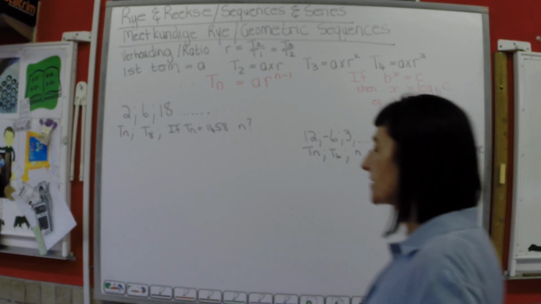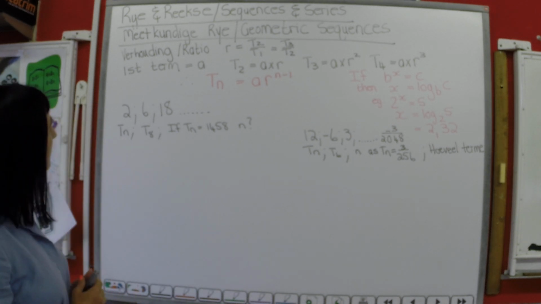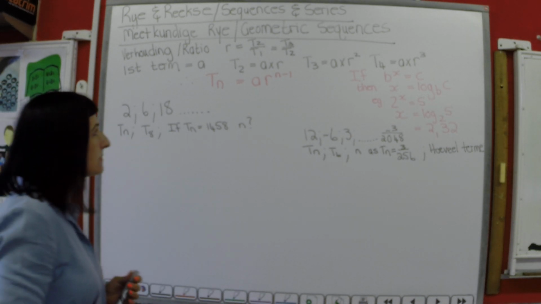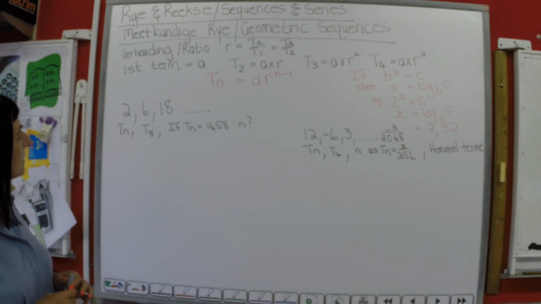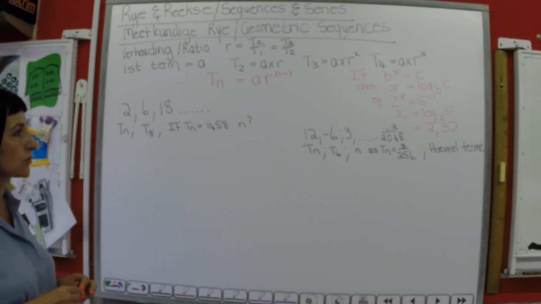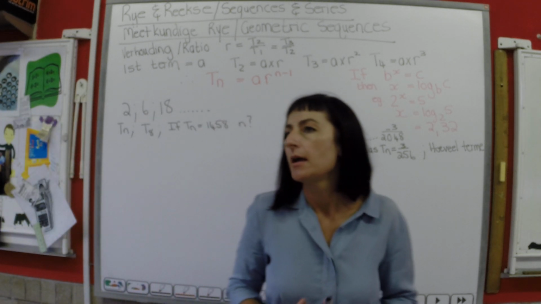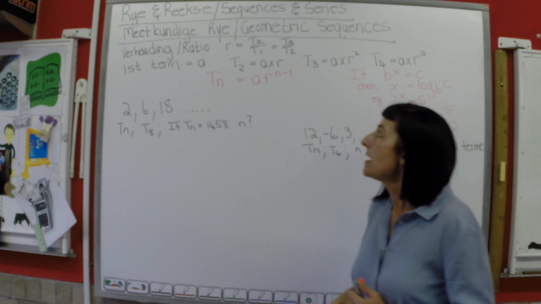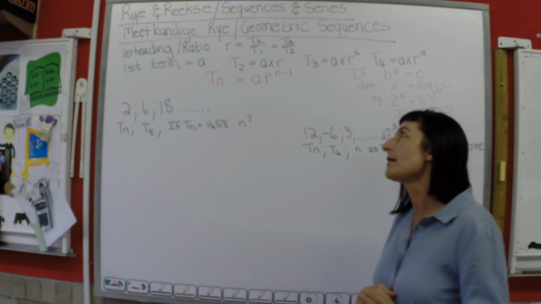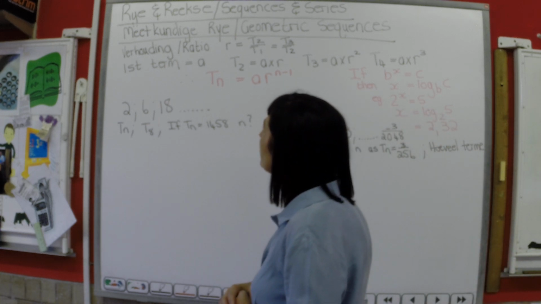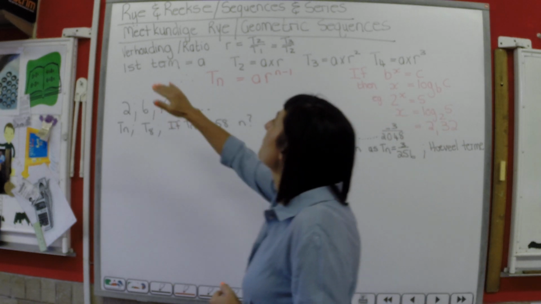Graad 12 is ons nog steeds vir die hoofstuk van rye en reekse en ons gaan nou aan na meetkundige rye, geometric sequences. We've done the arithmetic ones, rekenkundig, nou is ons by meetkundig. Die verskil tussen rekenkundige rye en meetkundige rye is dat meetkundige rye het nie 'n konstante verskil nie. Hy het 'n verhouding.